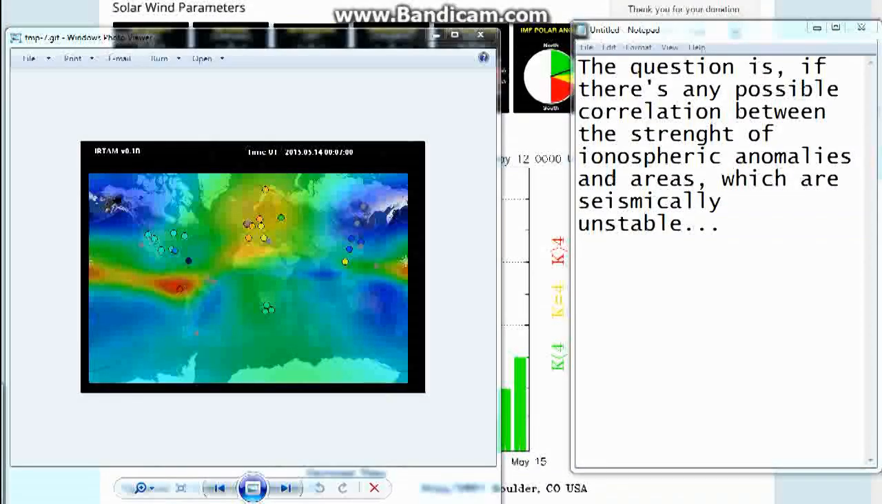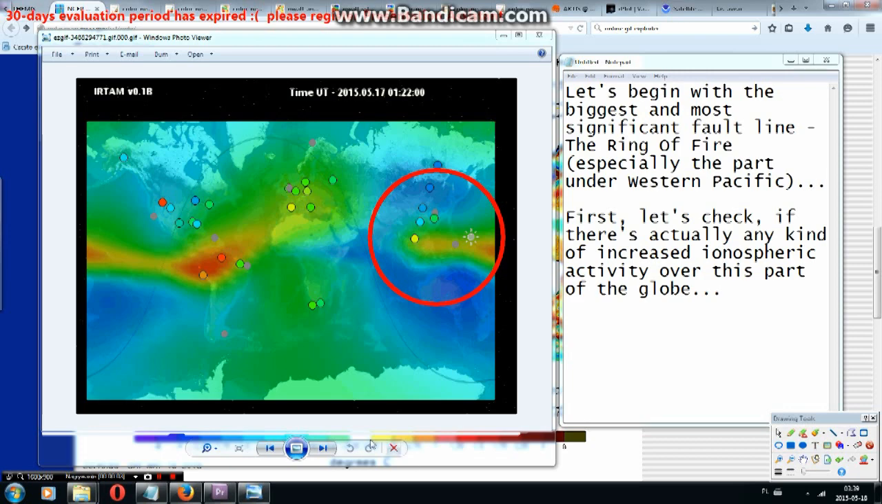The question is if there is any possible correlation between the strength of ionospheric anomalies and areas which are seismically unstable. Let's begin with the biggest and most significant fault line, the Ring of Fire, especially the part under Western Pacific. First, let's check if there is actually any kind of increased ionospheric activity over this part of the globe.